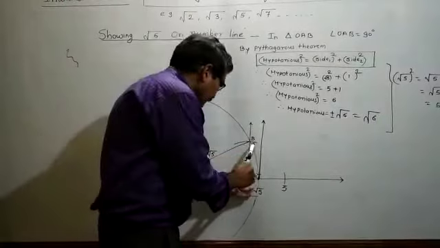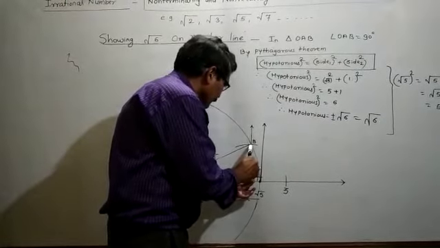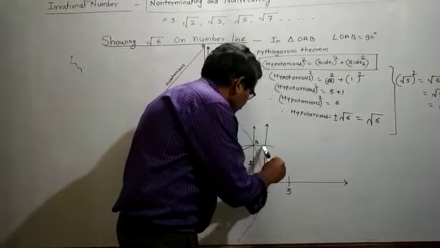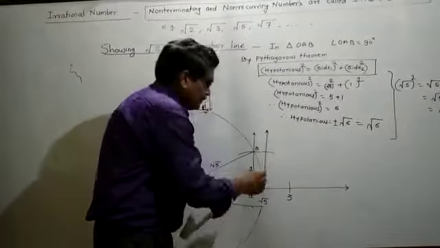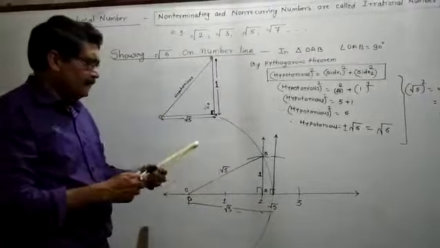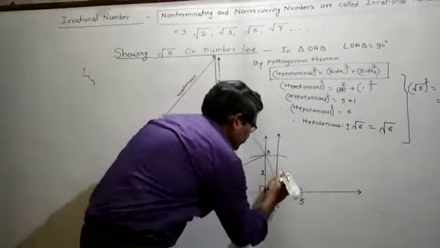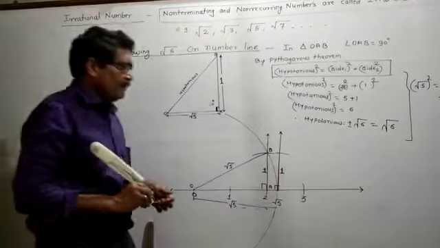This distance you will take as 1 unit. From the same distance you have to draw the arc like this. From the square root of 5 you have to draw the vertical distance, and this will be 1 unit. This is 1 unit. This base distance is square root of 5.